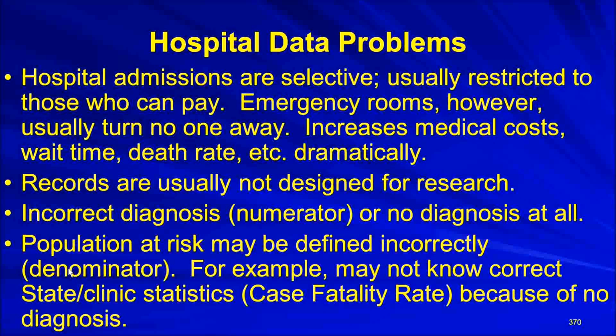But that's not the way normally we would want to work in a scientific way, and maybe it's cheaper and faster, and you all know the politics about hospital care and what goes on at the national level and trying to reduce costs, etc. Now, the population at risk may be defined incorrectly, so the denominators at risk. For example, we may not know correct state clinic statistics because we don't have an accurate idea about the population at risk.